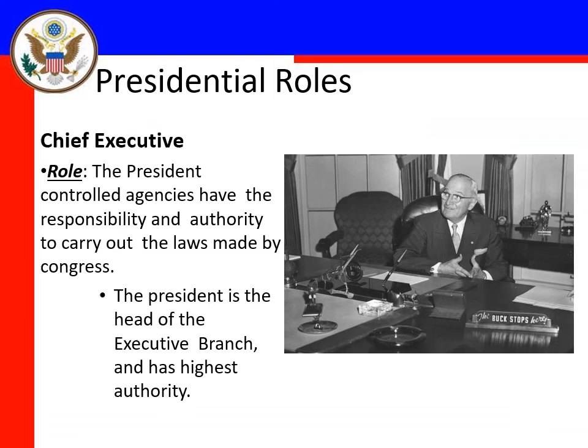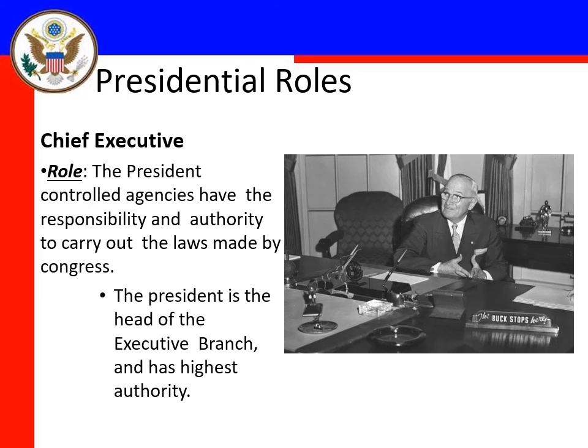The third power is the chief executive officer, or just the chief executive. The president is controlling all of these different agencies, and he has the responsibility to make sure that they carry out the laws that are made by Congress. He is the head of the executive branch, so anything that happens, right, the executive branch is in charge of actually enforcing and making sure those laws are implemented.